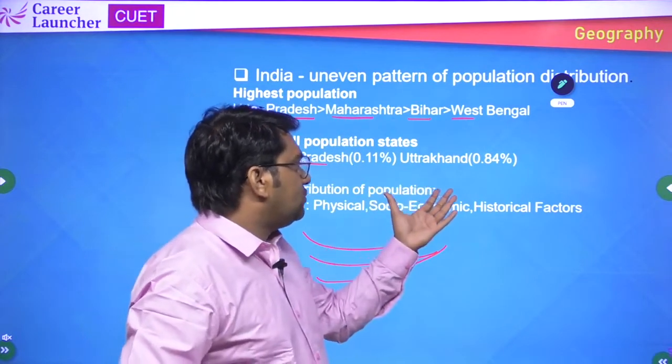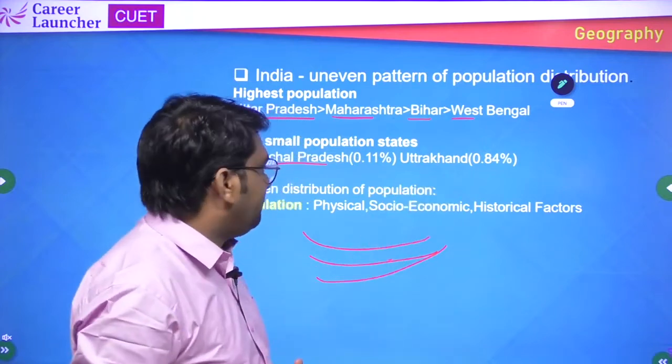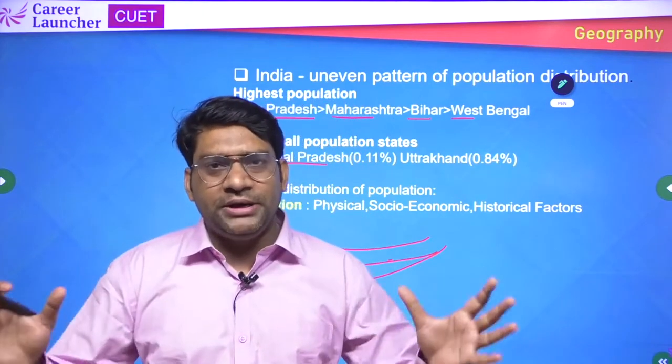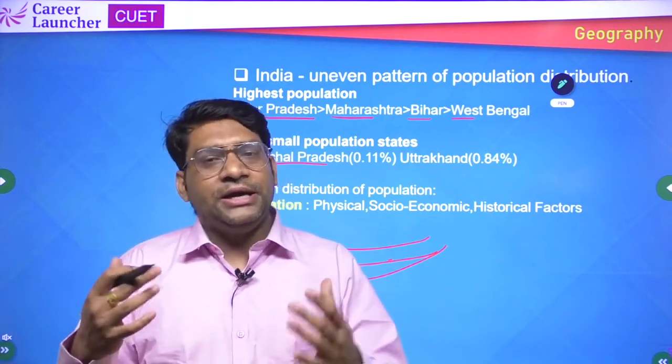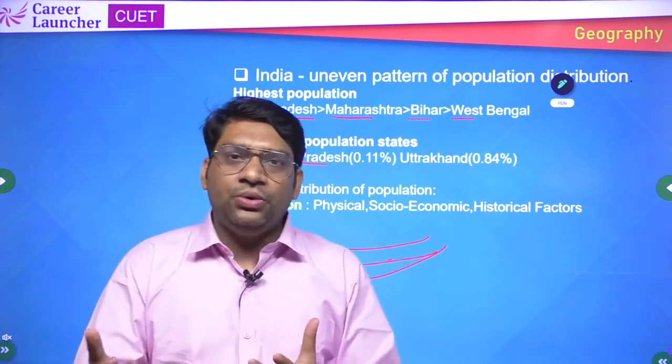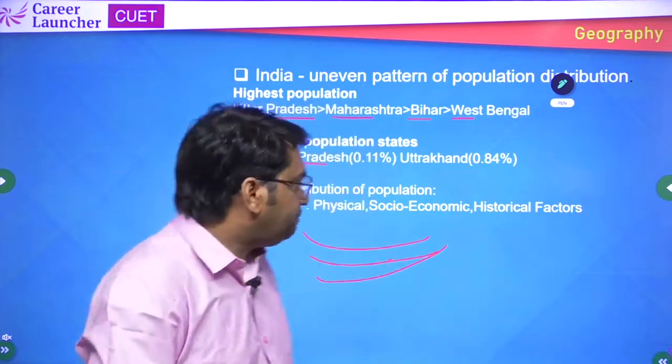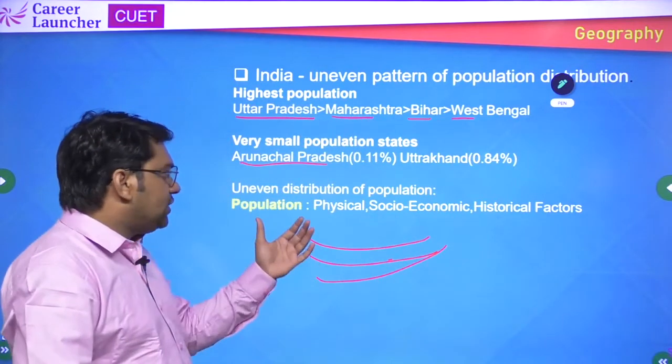And Uttarakhand is also 0.84%, because it's a Himalayan state and very dense vegetation is there. That's why people prefer to live in open areas, in plain areas where they can do business, where they can do agriculture activity. If agriculture is possible and transport facilities are good, then people prefer to live in a particular area. Okay, so that is the uneven distribution of population.